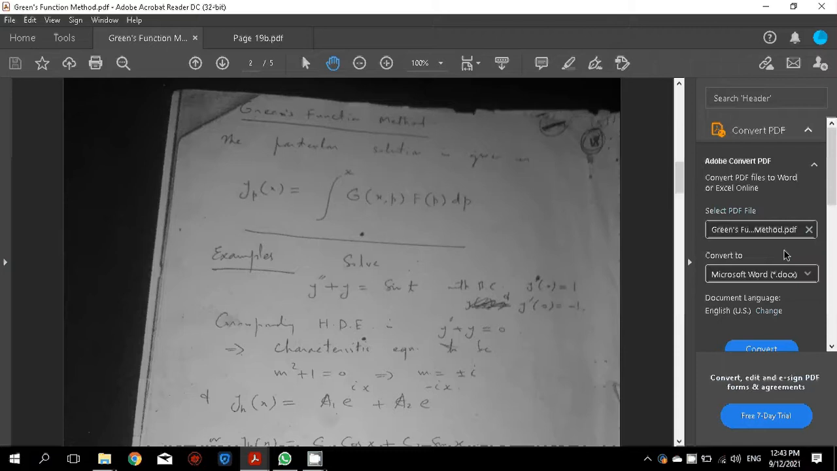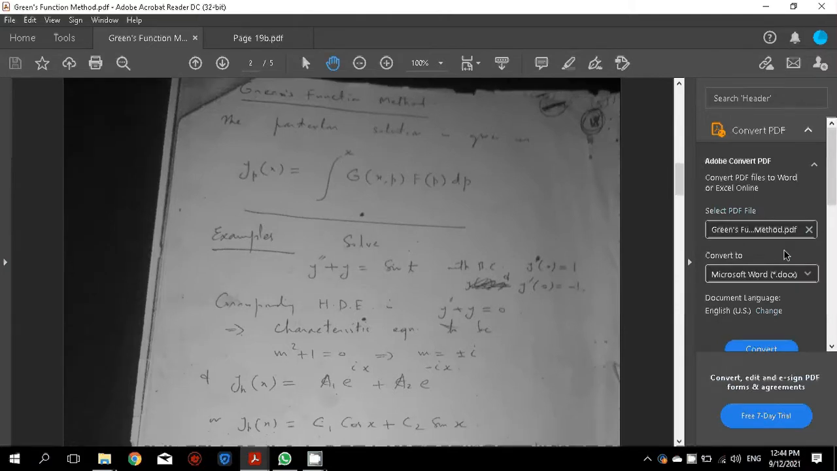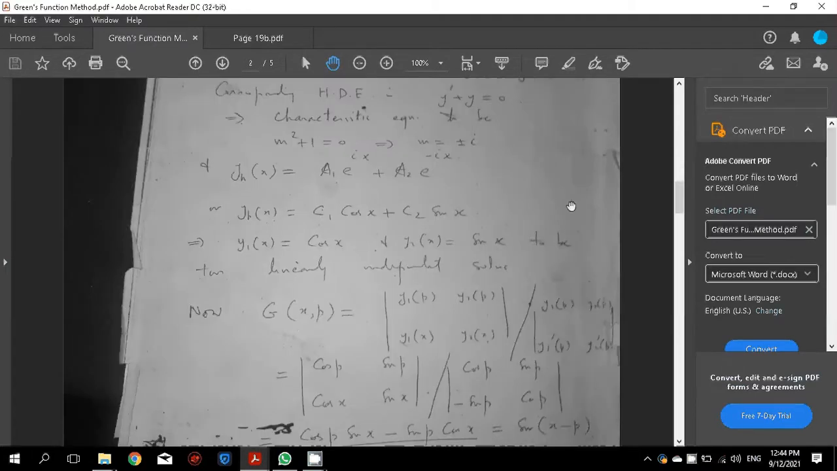We jump to the solution of the homogeneous differential equation, which is a1 e^(ix) + a2 e^(-ix), which is simplified to the constants c1 cos x + c2 sin x. After we find the solutions y1 = cos x and y2 = sin x, we can now find the Green's function of the differential equation as defined above: G(x,p) is the determinant of y1(p), y2(p), y1(x), y2(x) divided by the determinant of y1(p), y2(p), y1'(p) and y2'(p).